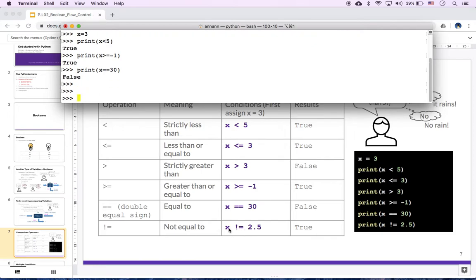Okay, this one is also special because it means not equal to. Okay, so x is not equal to 2.5. We know that it's true because 3 is not equal to 2.5. Okay, you can try that with your interactive mode of Python.